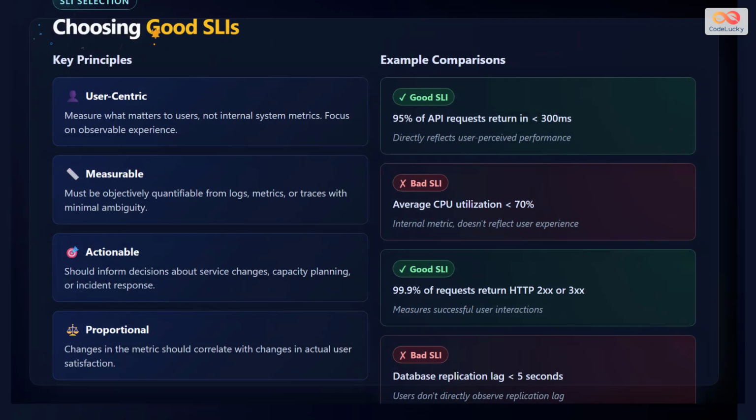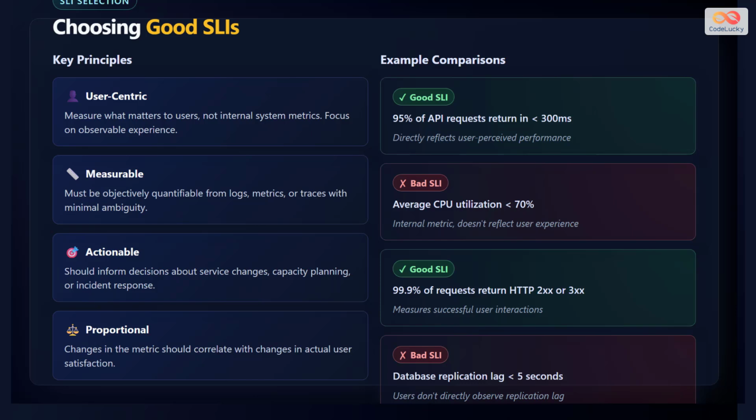An SLO, or service level objective, is a target or goal for your SLI. While an SLI is what you measure, an SLO is what you aim for. An SLO says, we promise to achieve this level of performance. For example, if your SLI is availability, your SLO might be 99.9% availability per month.